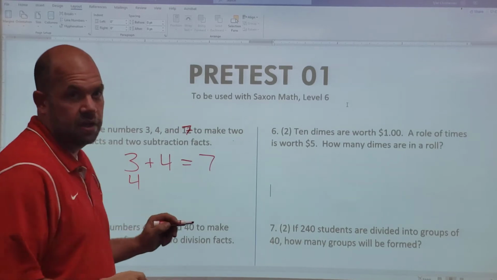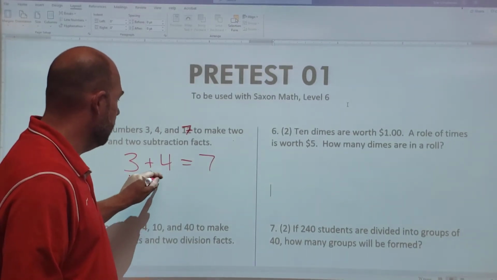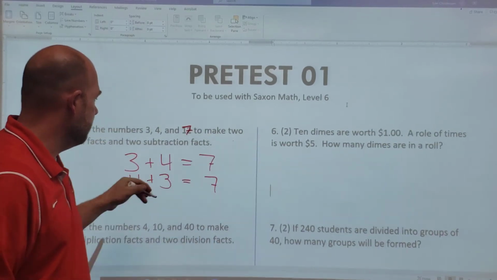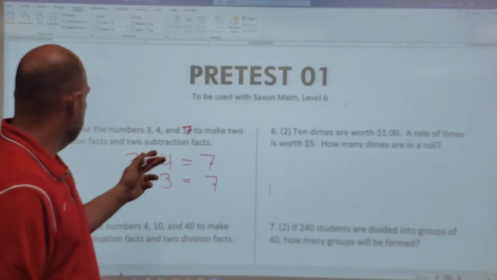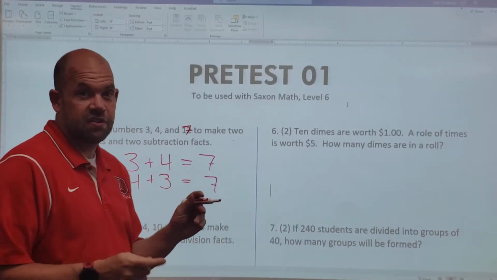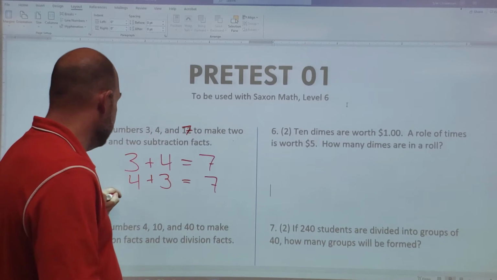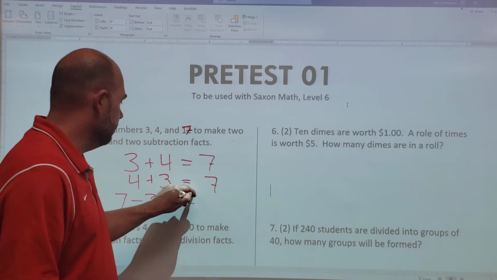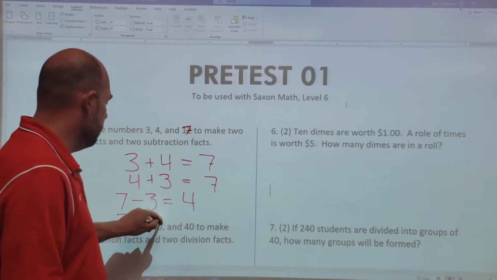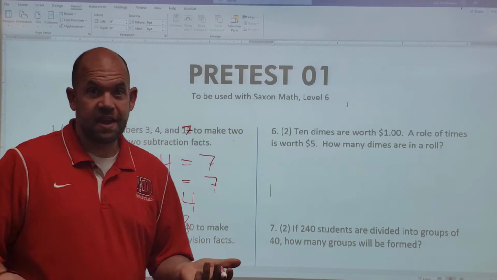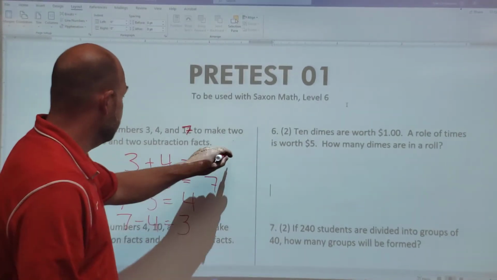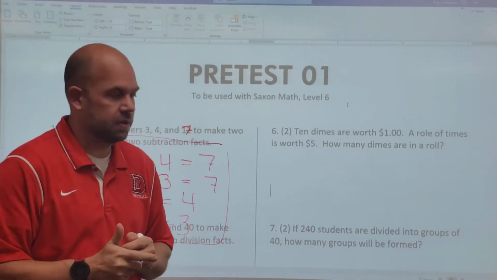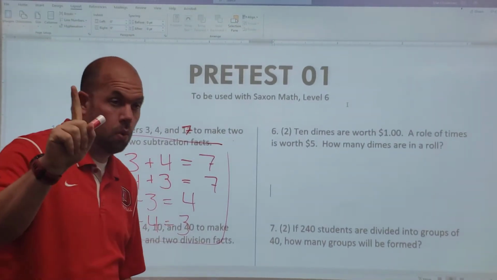Then we can use the commutative law to just switch the order of 4 and 3 to equal 7. So we've got 3 plus 4 equals 7, 4 plus 3 equals 7, and we need 2 subtraction facts. So we can just do the inverse here. We'll take our 7 and subtract either 3 or 4. So 7 subtract 3 equals 4, and 7 subtract 4 equals 3. So that's it. Now when you do it on the test, that's a lot to put in one little box, so you might have to put it in the big box and then just say see big box or something like that. But that's how we would do number 1.